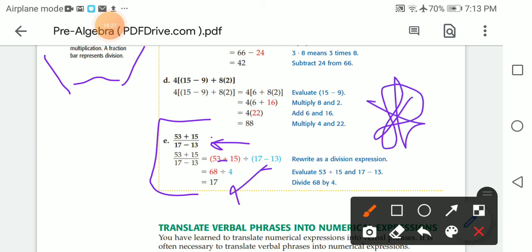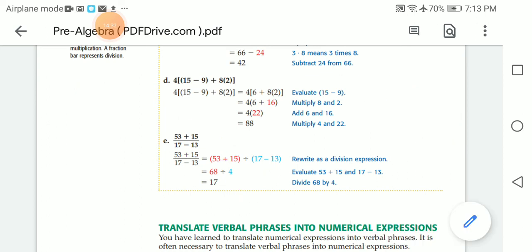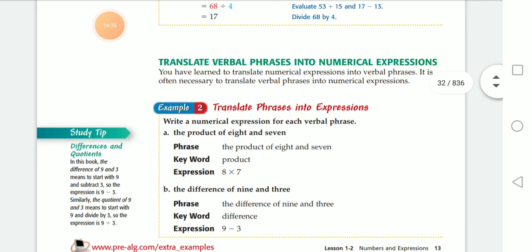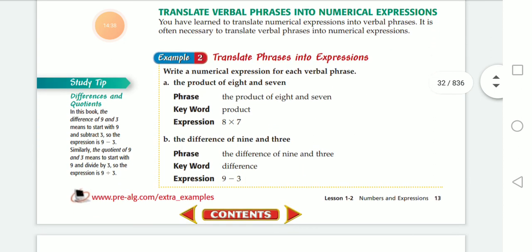Very interesting lesson. I like it so much. So, translating verbal phrases into numerical expressions. Okay, translate the phrase into expressions. Write a numerical expression for each verbal phrase. It's very easy, I know, and we have to study this very well.